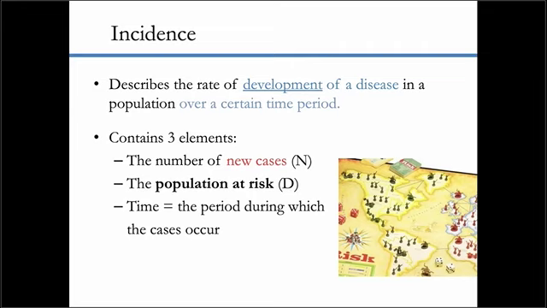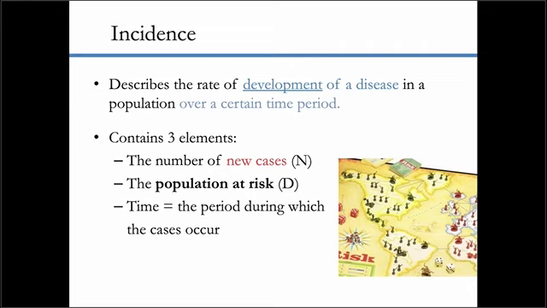So our incidence is a rate, and it's one of the most important and useful rates that we use in epidemiology and public health, and it contains three elements: the number of new cases, the population at risk, and time, or the period in which the cases are occurring that we're doing our calculation for.